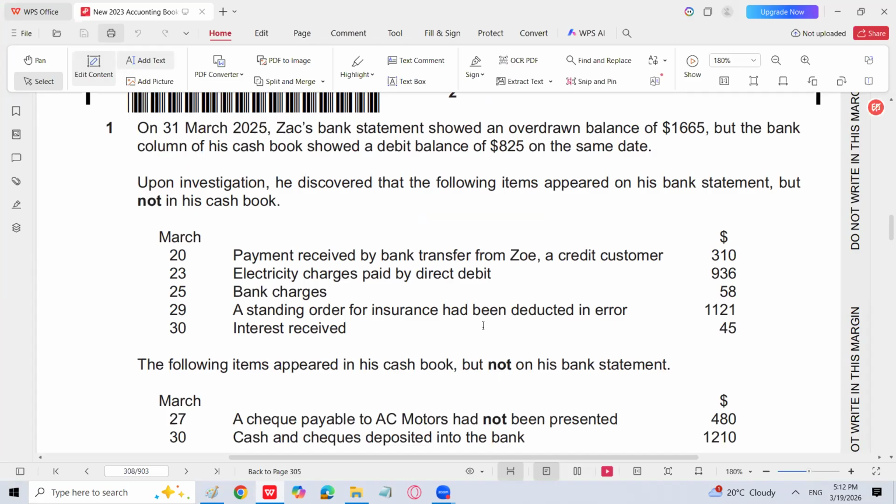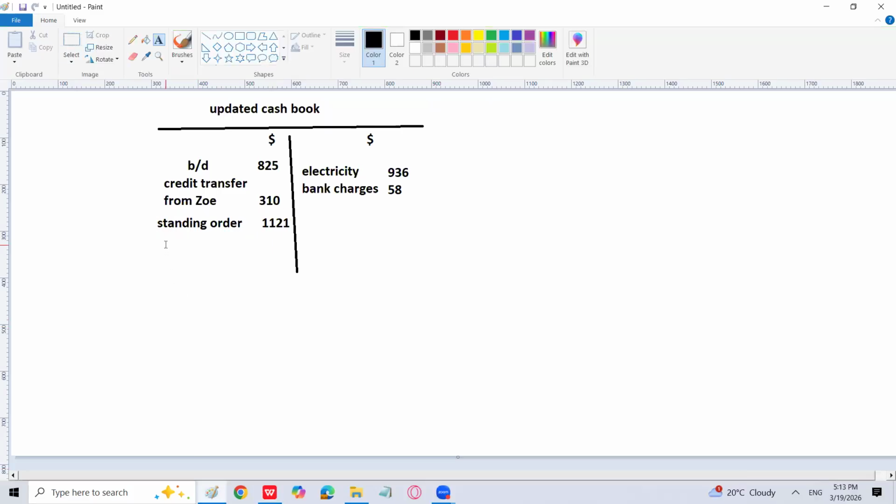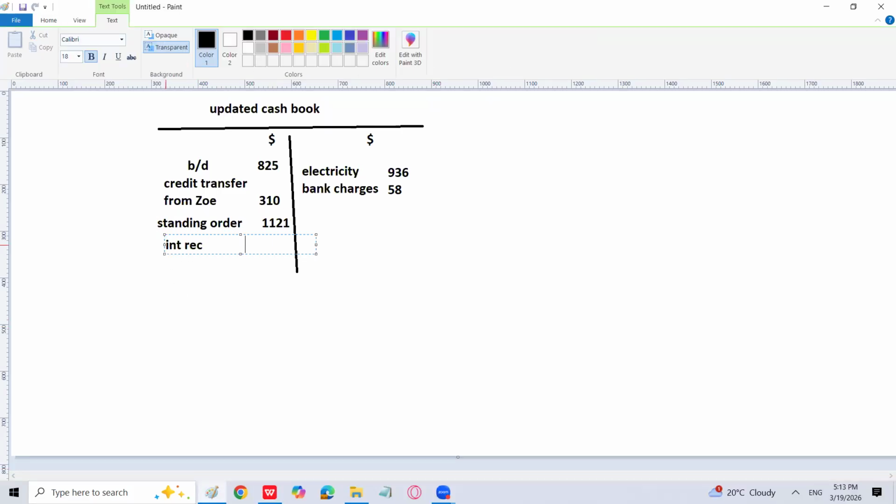Right? So we have debited it because we have recorded it on his bank statement, but not in the cash book. We mistakenly deducted the standing order for insurance in error. So this error had not been recorded. That is, the standing order that was deducted in error from the bank statement is not yet written in the cash book. So it will also come on the debit side. Interest received is 45. So I'm going to write here interest received over here. And it is going to be 45.